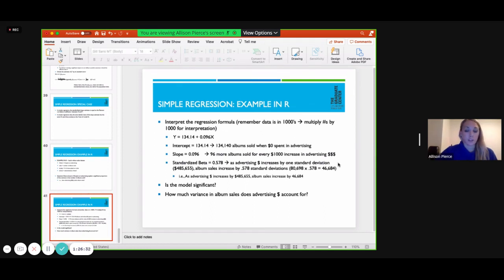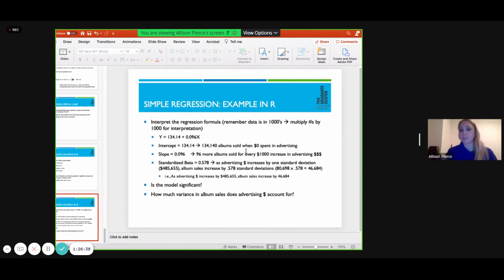But essentially, whenever you are interpreting your regressions, whenever you're looking at those intercepts and slopes, we're not going to actually be manually calculating intercept and slope like I showed.